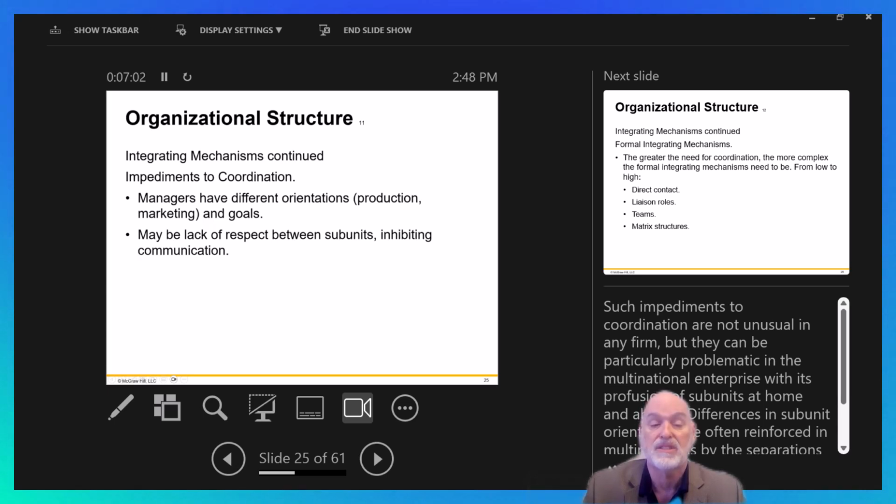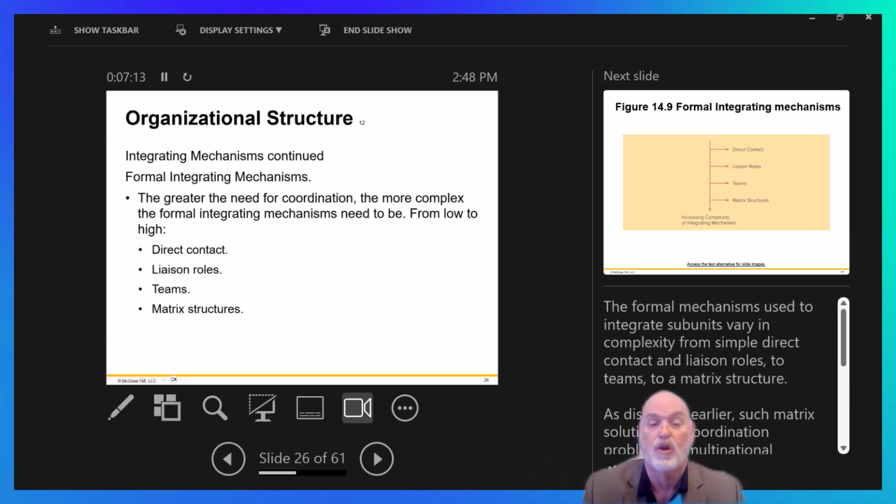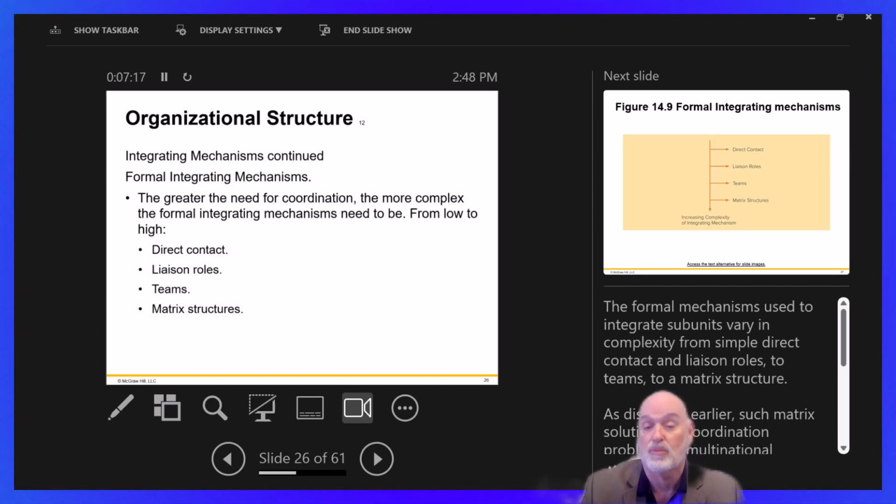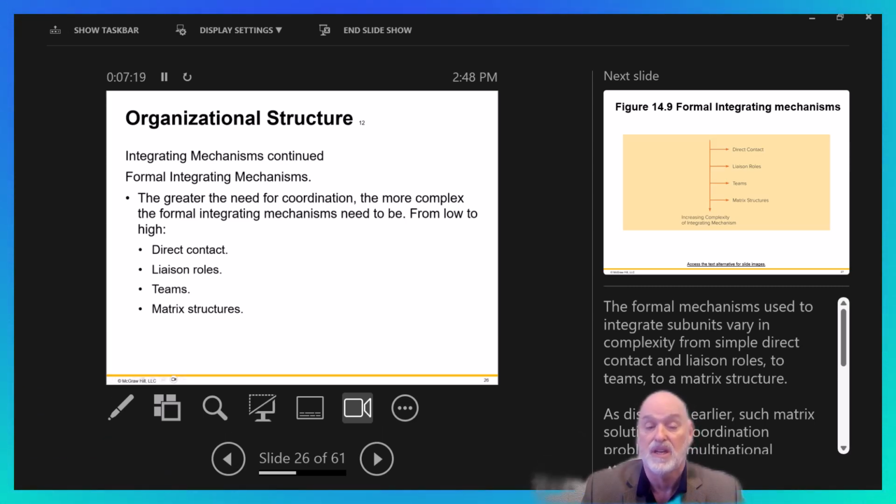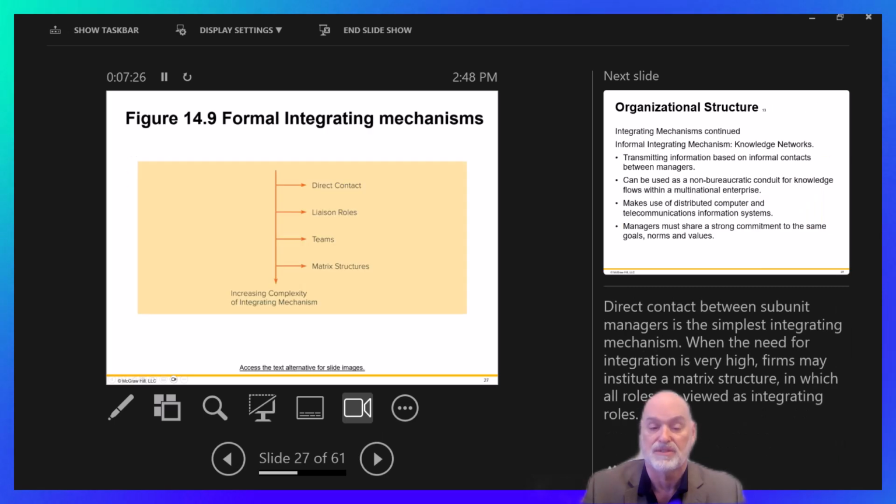Impediments to coordination: managers have different orientations, such as production, marketing, and goals, and maybe a lack of respect between subunits inhibiting communication. Formal integrating mechanisms: the greater the need for coordination, the more complex the formal integrating mechanisms need to be, from low to high. You have direct contact, liaison roles, teams, and matrix structures.